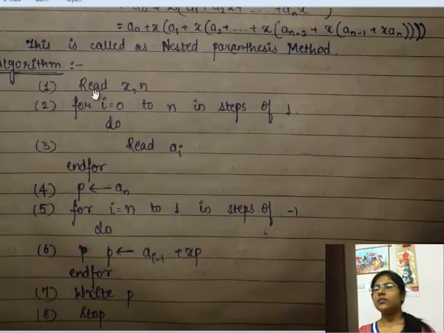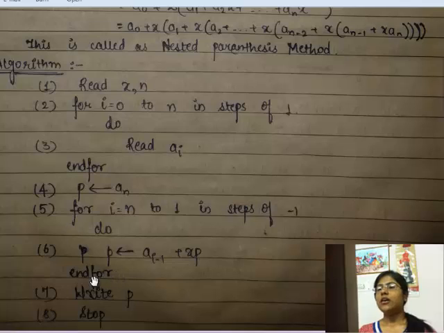So the algorithm is as follows. Read x comma n. For i equals 0 to n in steps of 1, read a_i. Then p is replaced as a_n. For i equals n to 1 in steps of minus 1, we do p is again replaced as a_(i minus 1) plus x times p. We end the for loop, write the value of p, and the algorithm stops here.